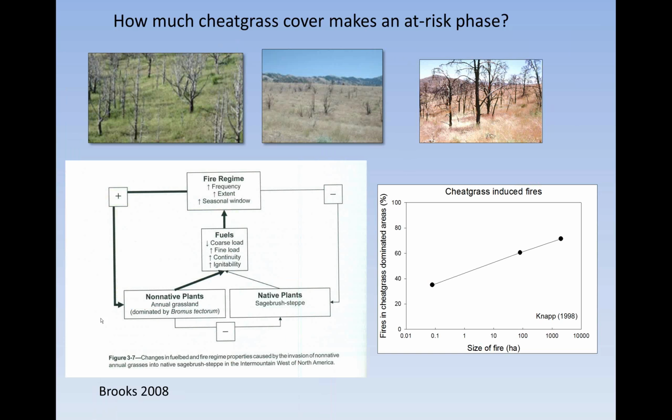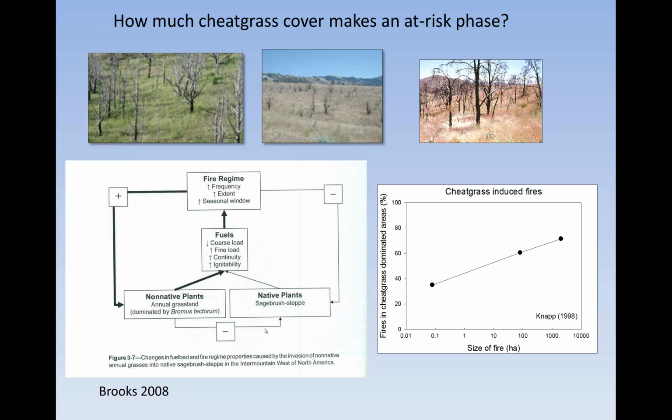Nobody really knows for sure, but according to this diagram by Brooks, we know conceptually that non-native annuals increase the fine fuel load continuity, they also increase ignitability, fire frequency, extent, and a seasonal window, and that feeds back into itself. Whereas if you have native perennial herbaceous plants dominate, you reduce that fire frequency. And so that's one reason we get large cheatgrass fires.